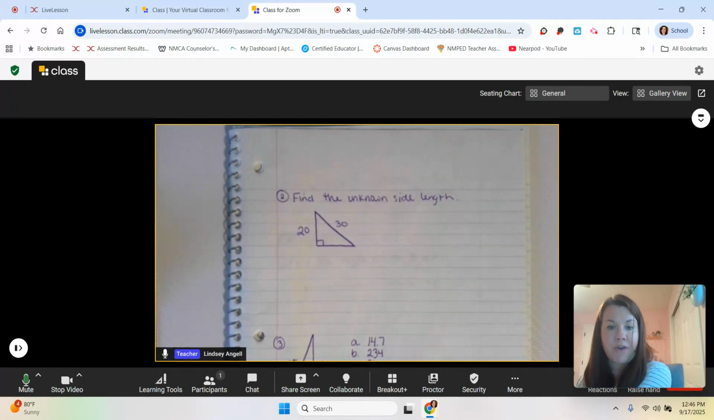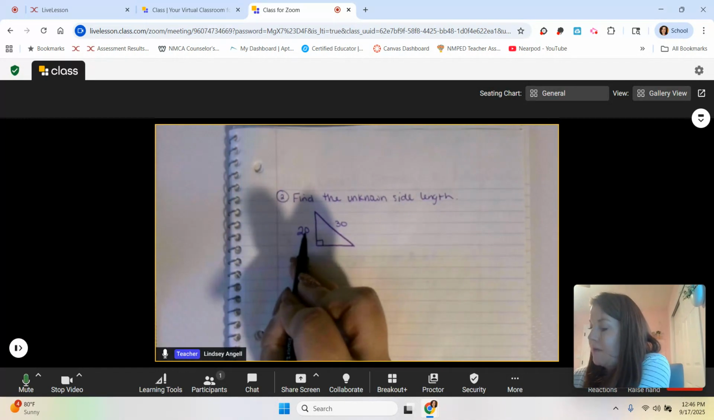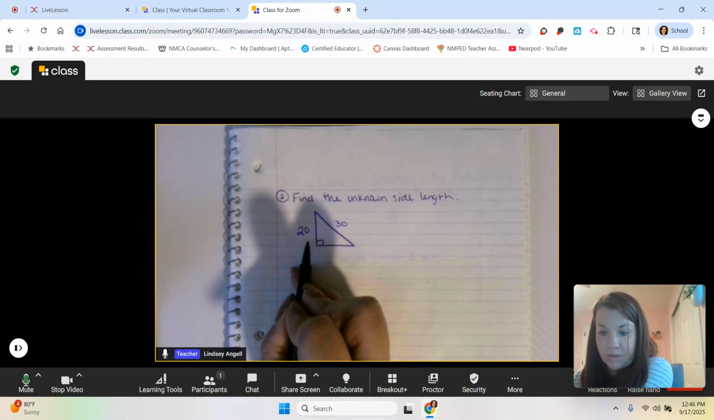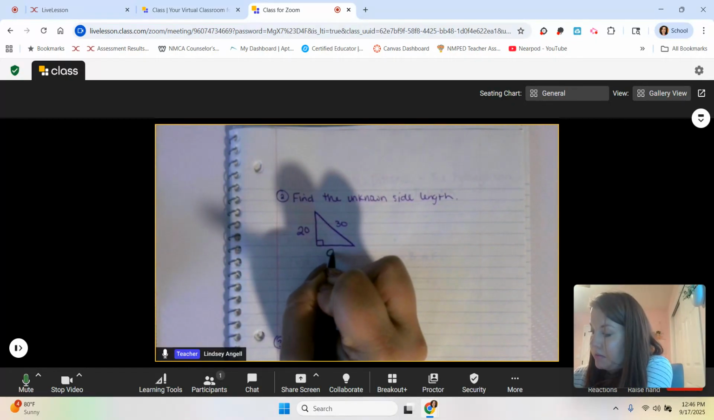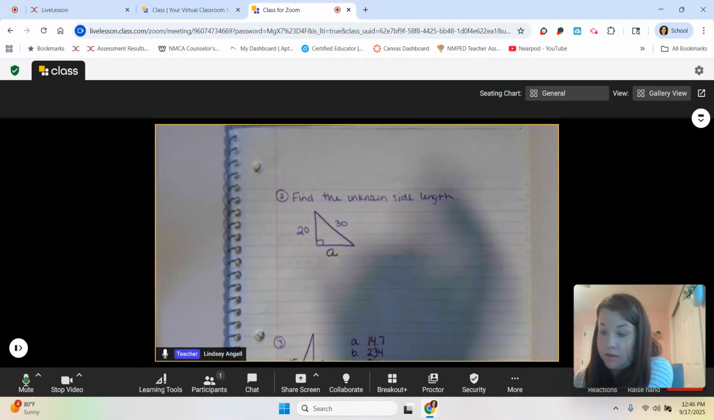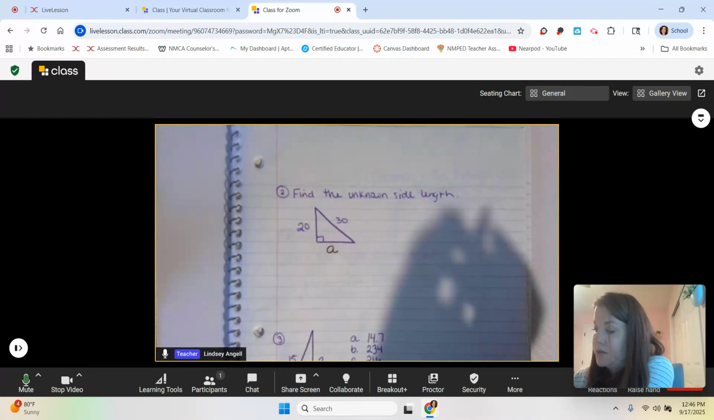Number 2, find the unknown side length. I have one leg equal to 20. One leg is blank; I'm just going to say that one's A. It doesn't really matter, A or B. And then my hypotenuse is 30.